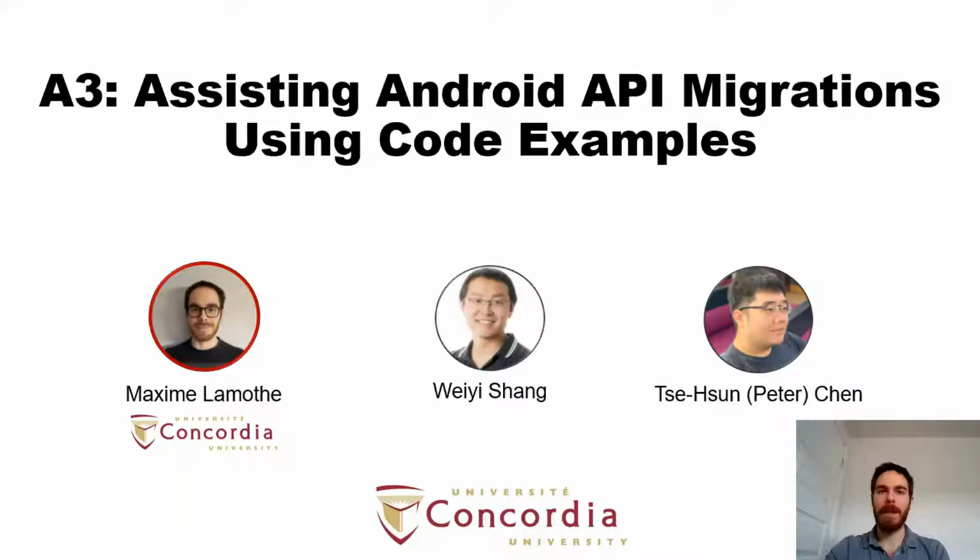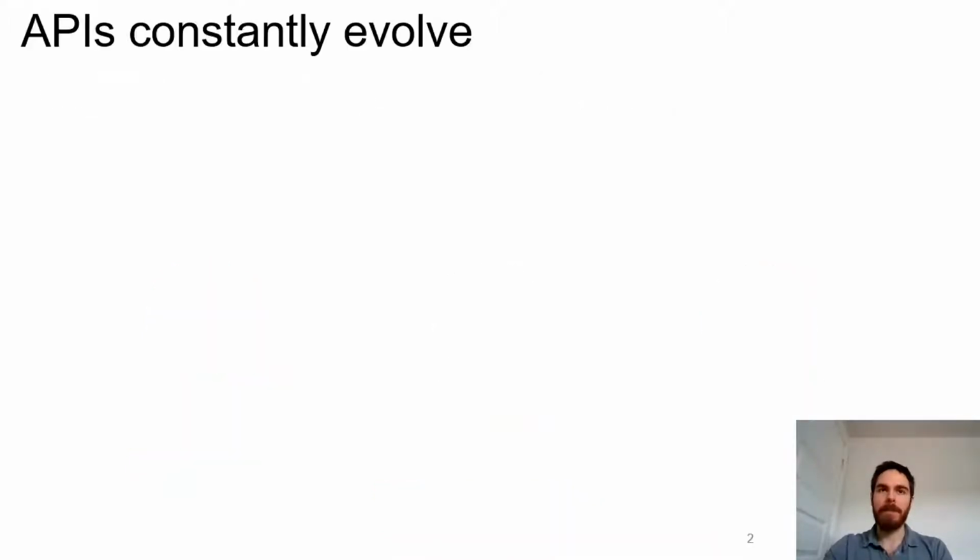My name is Maxime Lamotte, and today I'll be presenting A3, Assisting Android API Migrations Using Code Examples. This work was done while I was a PhD student at Concordia University. I'm currently a postdoc at the University of Waterloo, and I'm soon to be a faculty member at Polytechnique Montreal. This was work in collaboration with Drs. Wei Xiang and Tsehan Chen at Concordia University in Montreal, Canada.